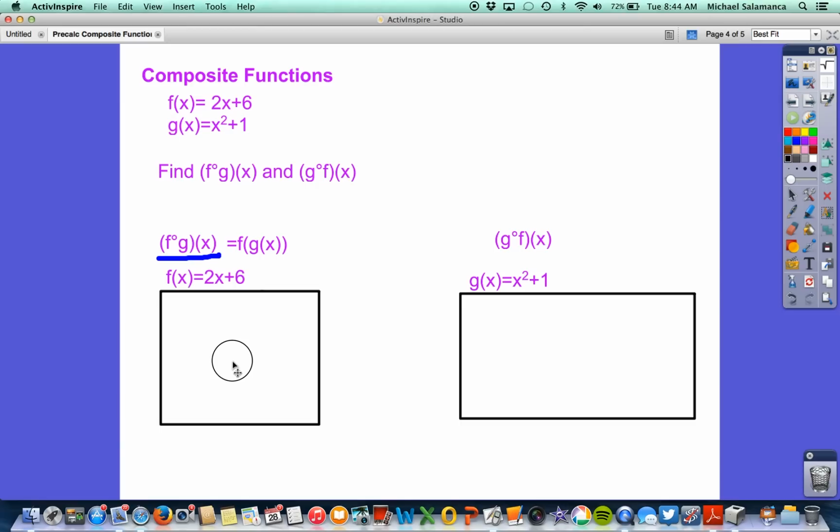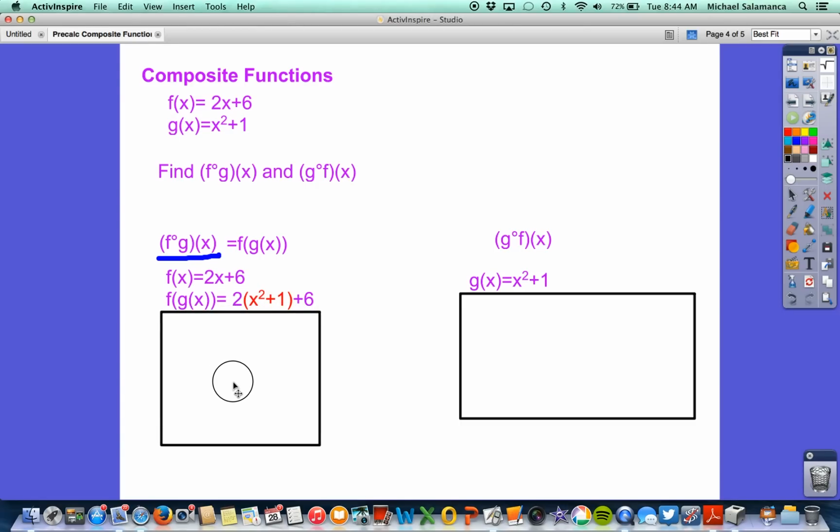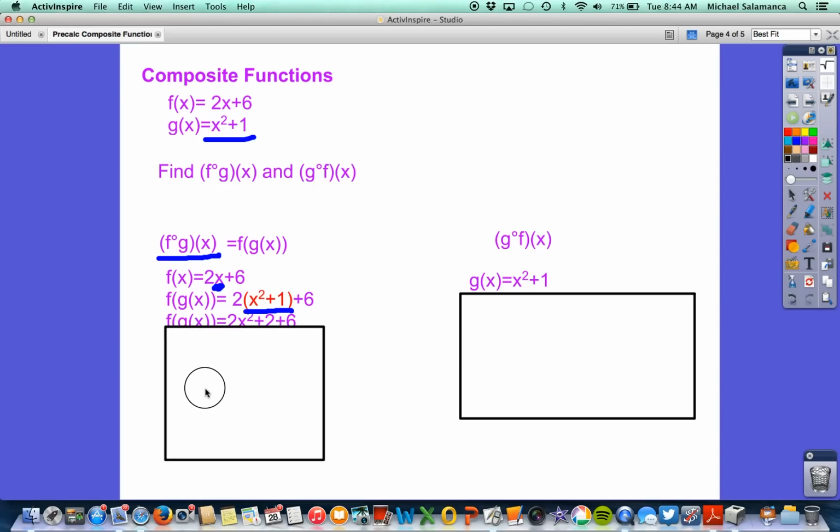So we have f of x equals 2x plus 6. When we do f of g of x, it means we're going to take our x value right here that I'm highlighting in blue. We're going to take the value of g of x. The value of g of x is x squared plus 1. And we're going to substitute that in for x, and that's what we're changing in red. And we're just substituting it in.